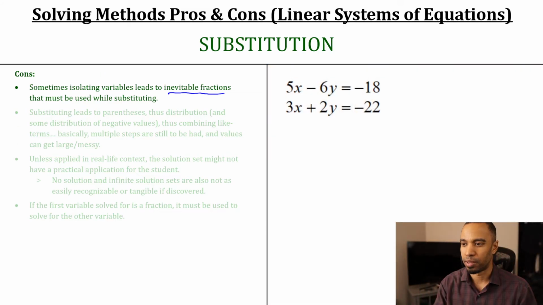But let's look at a problem like this one here. When I'm trying to isolate one of these variables, remember you have to divide by the coefficients. If I divide by 5 here, problem.